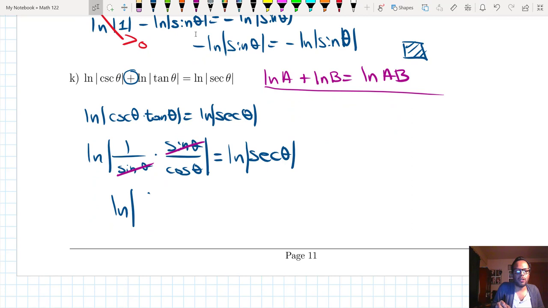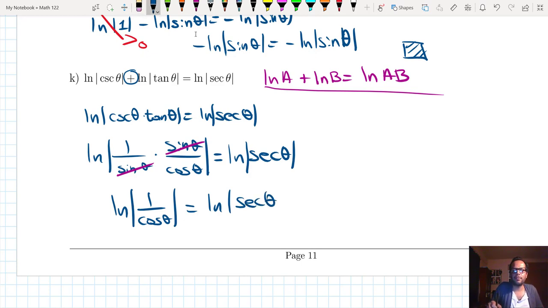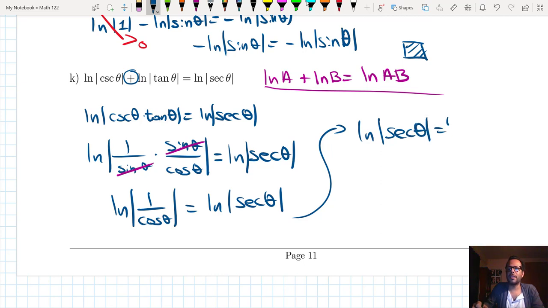Ln of 1 over cosine equals ln of the absolute value of secant. Okay, we have another identity here: 1 over cosine is the same as secant. Ln of the absolute value of secant theta equals ln of the absolute value of secant theta. And boom, boom, that nailed it.